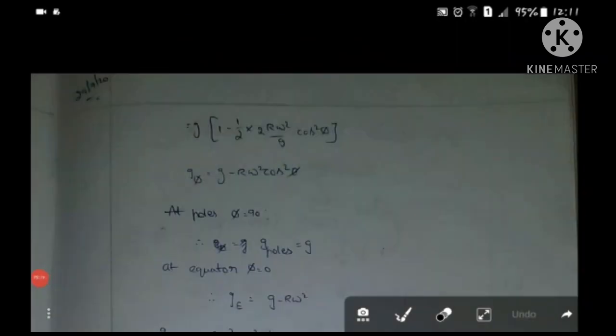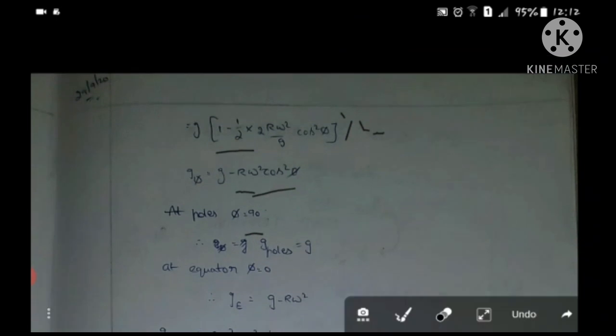And then we know the formula. If 1 by 2 is here, it can be multiplied. I have taught you in the last part, and then we get g into 1 minus 1 by 2 into 2 r omega square by g cos square phi, and g phi is equal to g minus r omega square cos square phi. At poles phi is equal to 90 degrees, so g poles is equal to g.